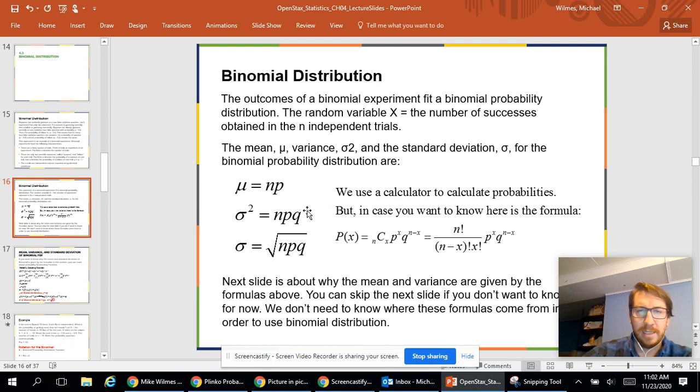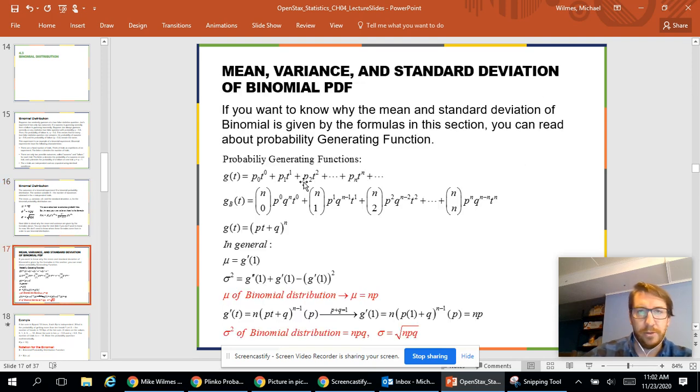And we have different ways to calculate the variance and the standard deviation. We're not going to use those too much, but they're good to know. And here's the individual binomial calculation, which we won't really be getting into too much. Here it breaks down. We don't need to focus on this too much.